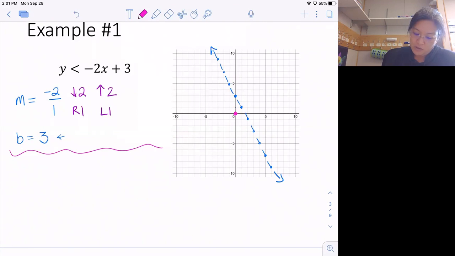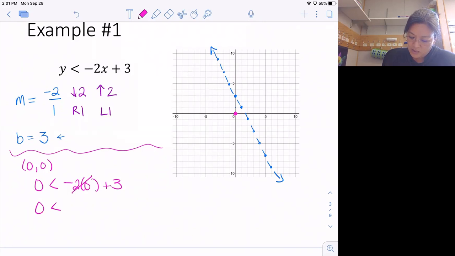So I'm going to test the point 0, 0. That means x is 0 and y is 0. So I'm going to substitute: 0 is less than negative 2 times 0 plus 3. Well, 0 is less than, what is this? That's right, 0 plus 3 is 3. Now, the question I ask is, is this true or is this false? Is 0 less than 3? Yeah, exactly. It is true.